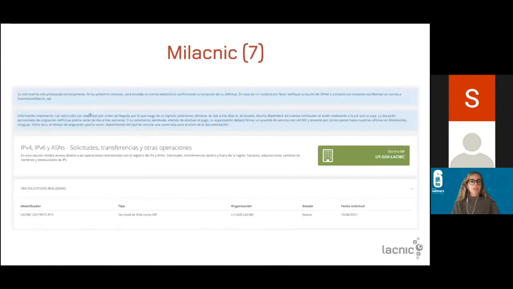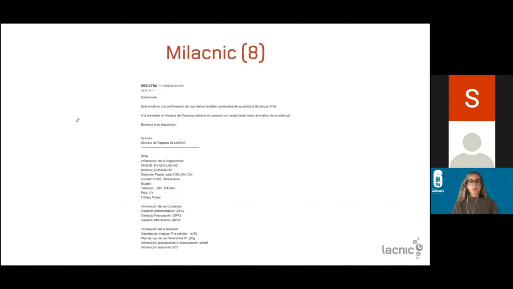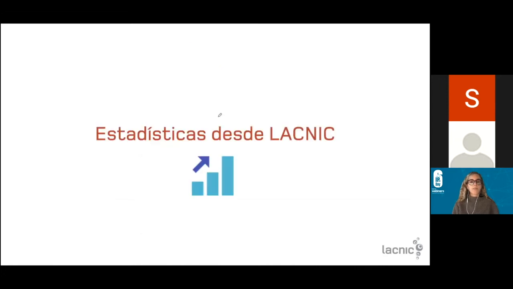So there you'll have a notification that the request was correctly received, and you receive an email like this, telling you that we received your request, the data of the form, and an analyst will contact you soon. So that would be, in a nutshell, how to request IP.